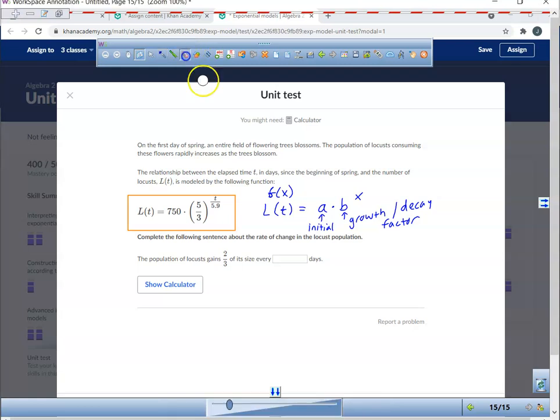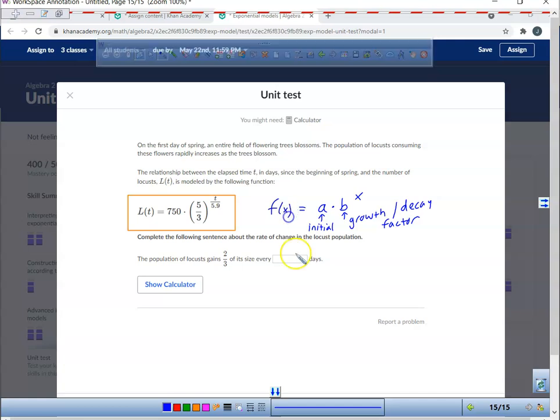So people aren't confused, I'm just going to use f of x instead of L of t, if my board will let me. There we go. F of x just means your y value. So if the b value is greater than the number 1, that means you get to grow. So if b is greater than 1, we call that a growth factor. But if b is less than 1 but greater than 0, it's going to decay.